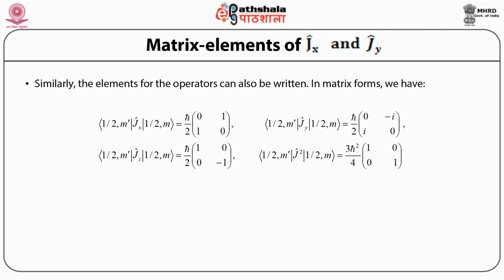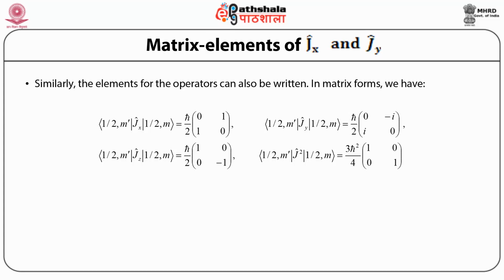The matrix representation of operator Jz in the basis spanned by eigenket half m is equal to ħ/2 into a 2 cross 2 matrix with first row being 1 and 0 and second row being 0 and minus 1.